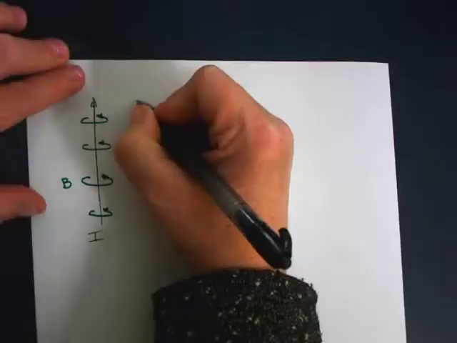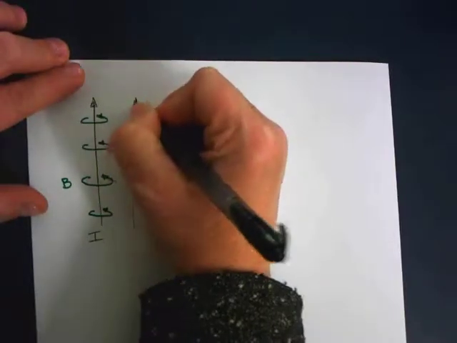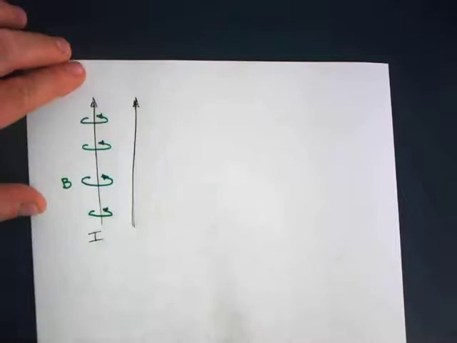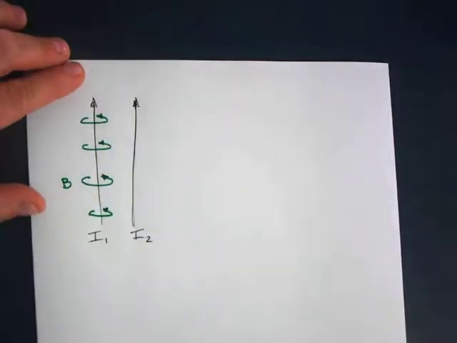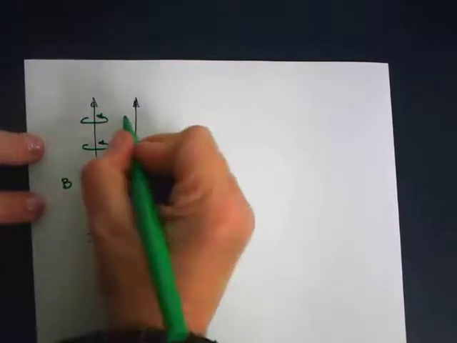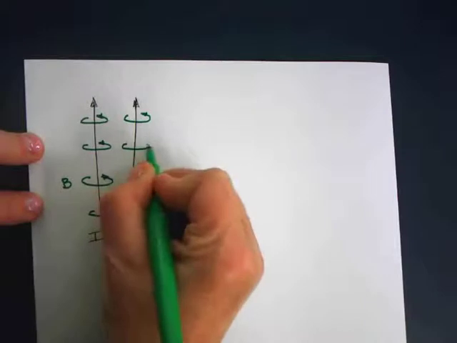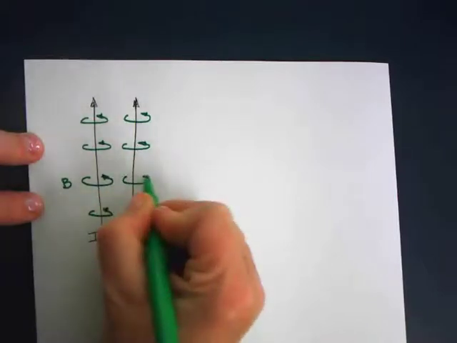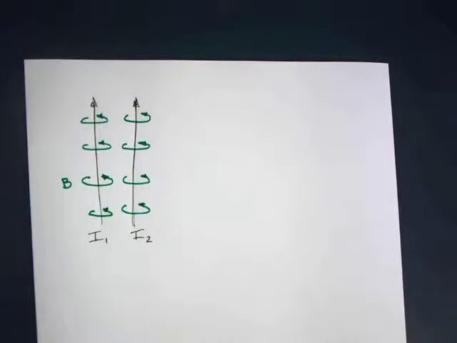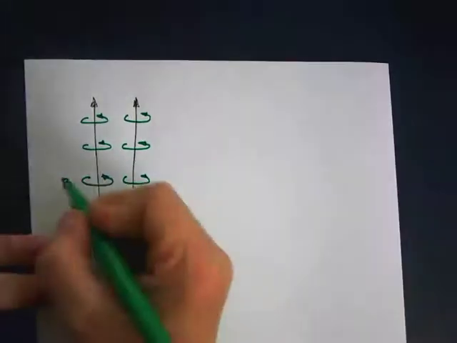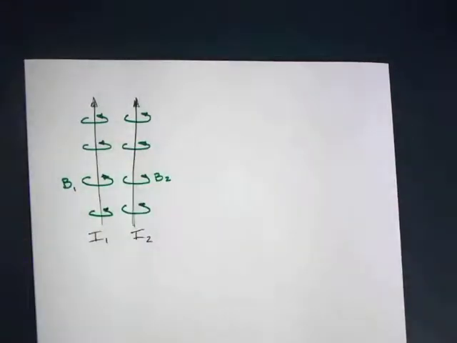Now let's take another wire and put it fairly close by. I'll call this I1 and I2. It also has an accompanying magnetic field, same direction, so everything's all the same. So now I have two magnetic fields, B1, B2.